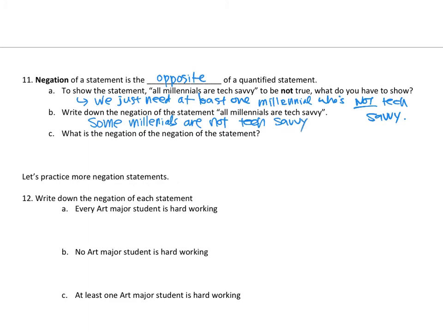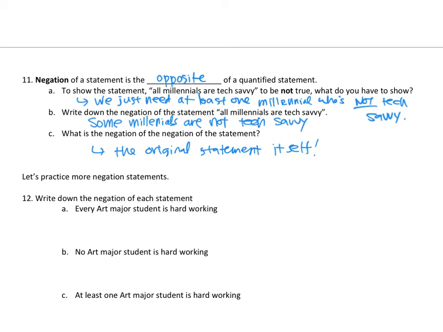Part C, what is the negation of a negation of the statement? So what is like not not? Well, that's kind of a trick question. It's the original statement itself. So if you negate the negation, then you just get the original statement back.